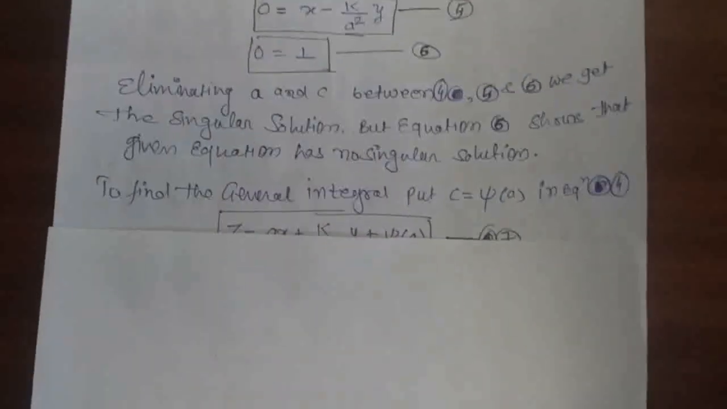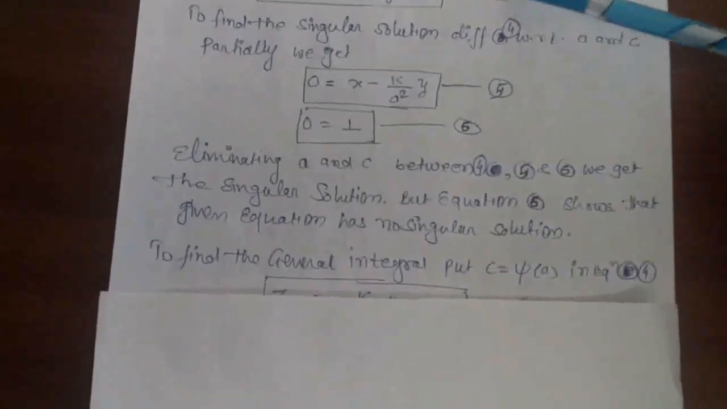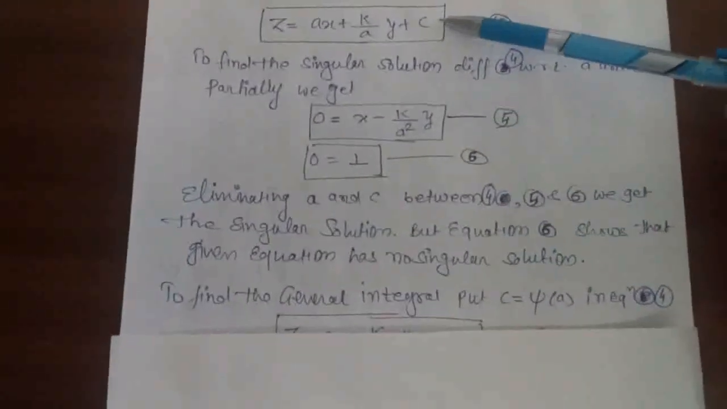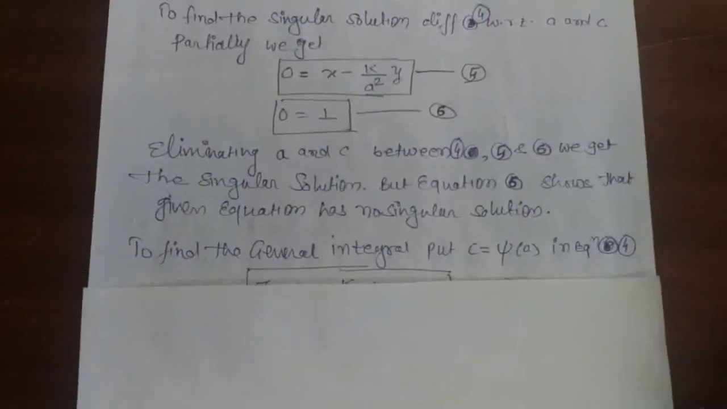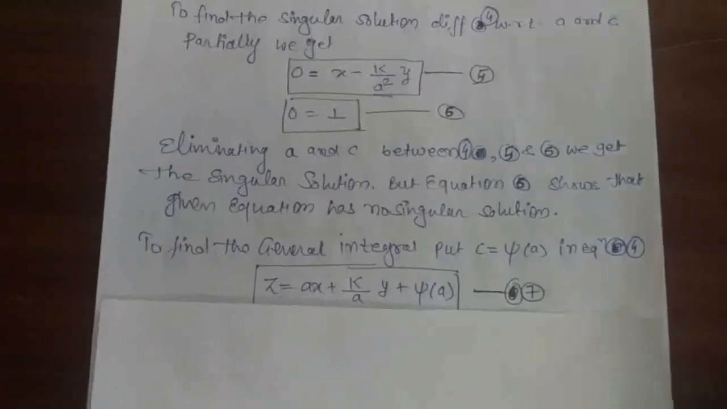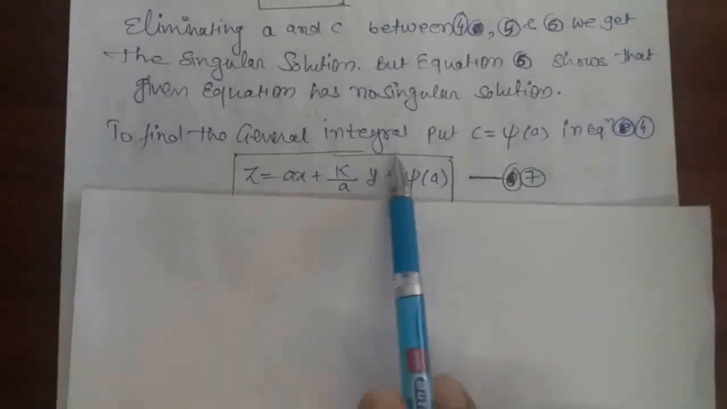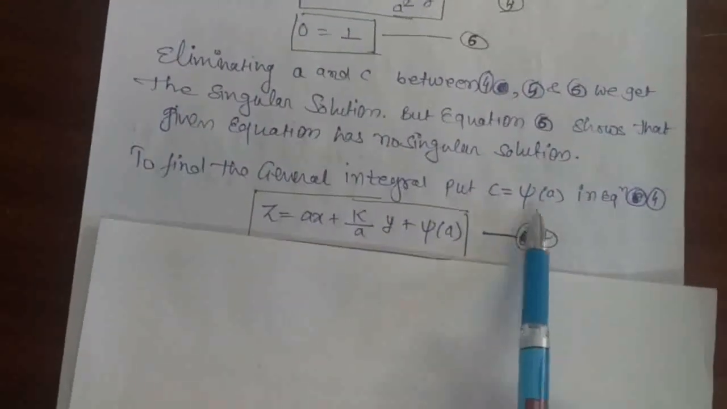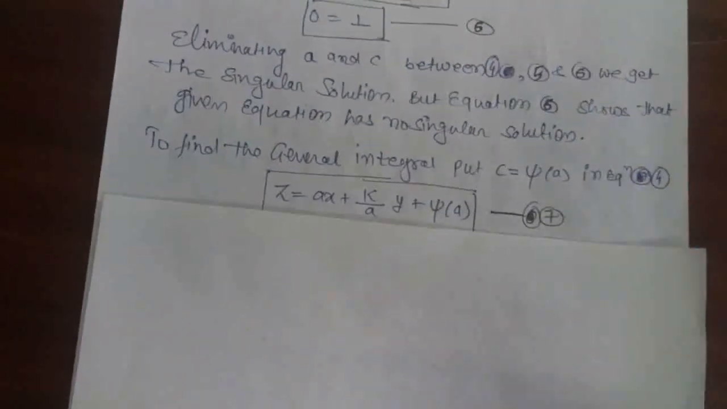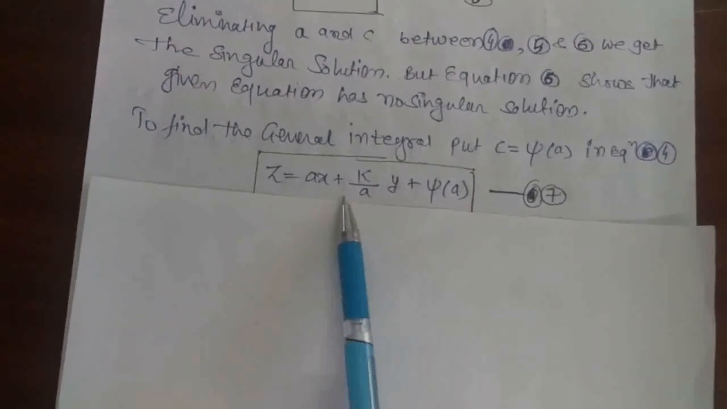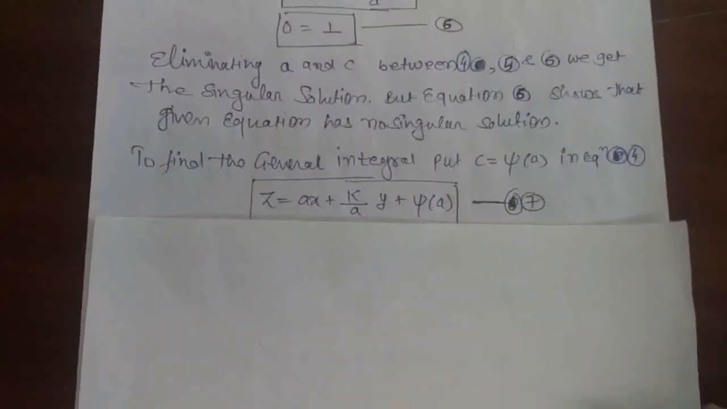Now to find the general integral, replace c, the arbitrary constant in the complete integral, by an arbitrary function psi of a. So to find the general integral, put c equal to psi a in the complete integral, that is in equation 4, we get z equal to ax plus k by ay plus psi a.